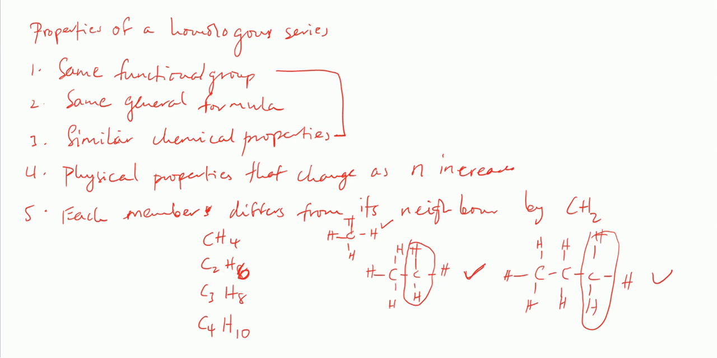Another thing to note is that as you move along a homologous series, we have a change in state. We may go from gas to liquid to a solid eventually. So as we increase the number of carbon atoms, the physical state changes.